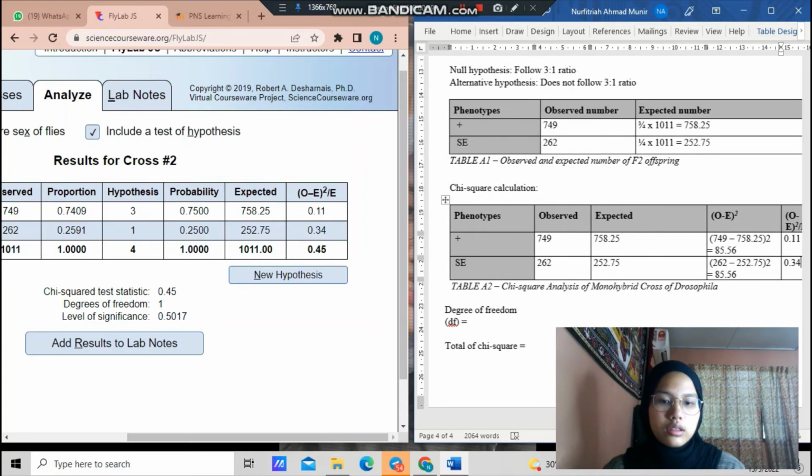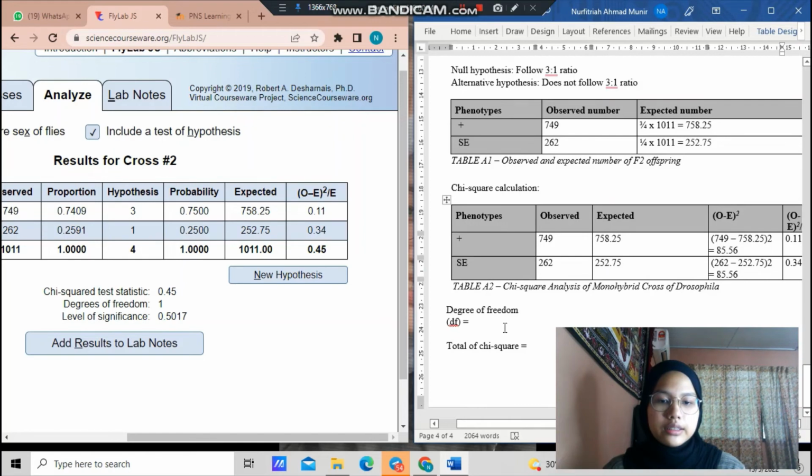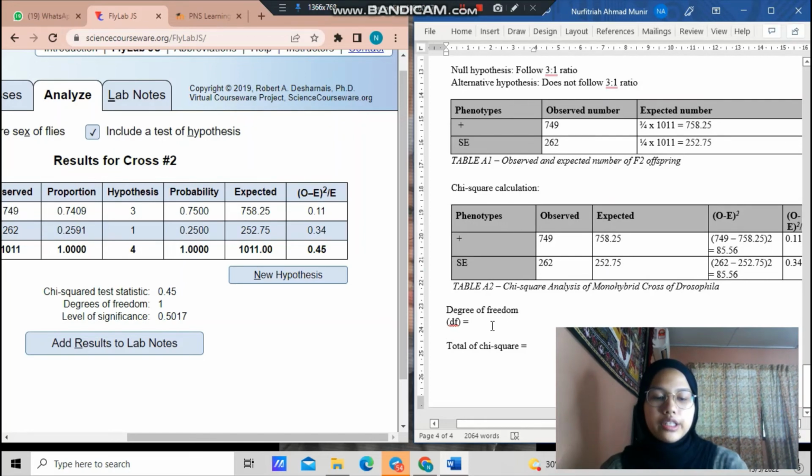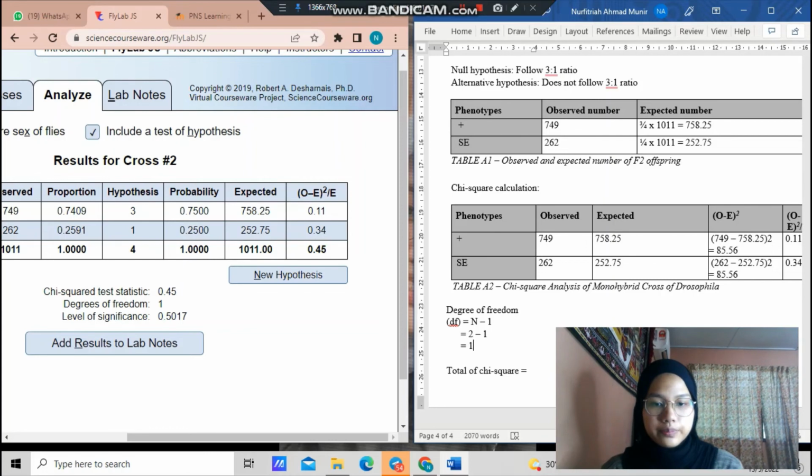Okay. Next, for the degree of freedom, the method of degree of freedom is n minus 1. n is the trait. So the trait in this lab simulation has 2. So n stands for 2 minus 1. The total is 1. So the degree of freedom is 1.